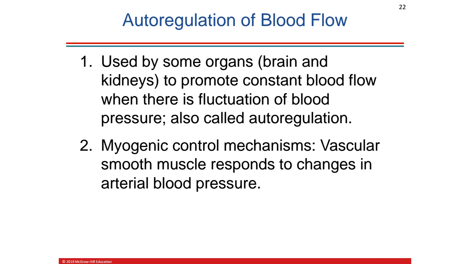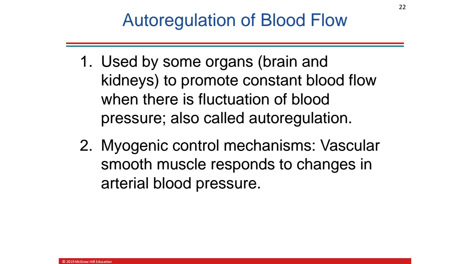As I mentioned earlier, the mean arterial pressure is really important because it serves as the potential energy which drives movement of blood through an organ. So if the mean arterial pressure is too low, that could be problematic because there might not be enough force for perfusion. And if it's too high, this could damage organs also. So certain organs in your body have autoregulation of blood flow. So this is used by the brain and the kidneys. And this promotes constant blood flow when there's fluctuation in blood pressure.